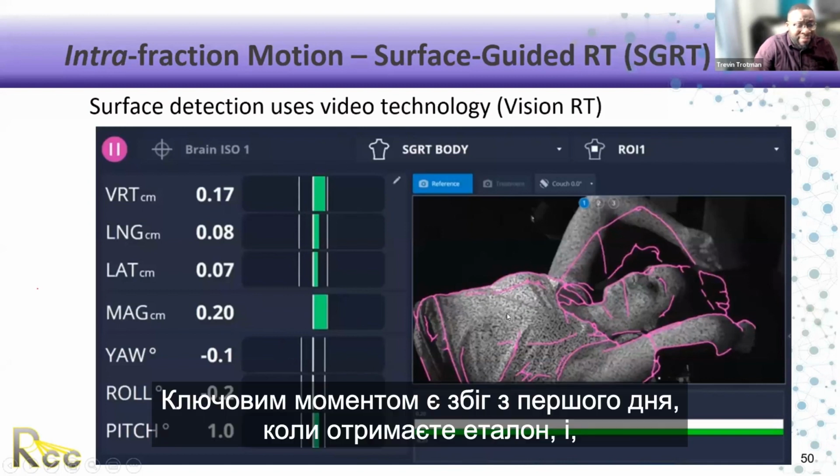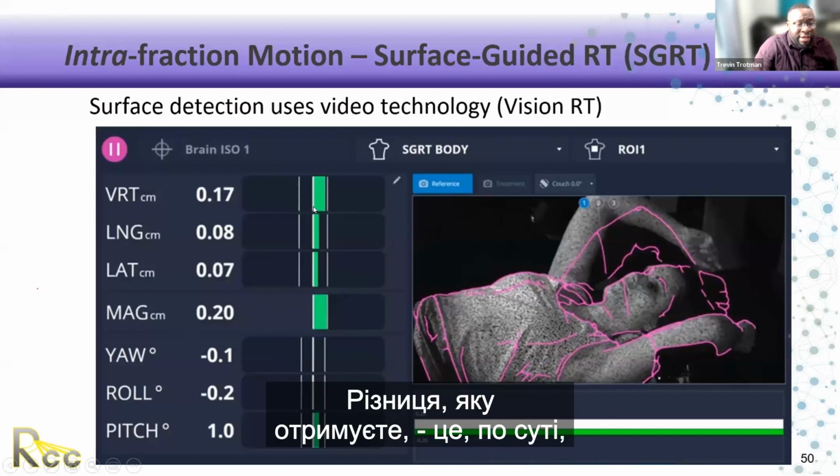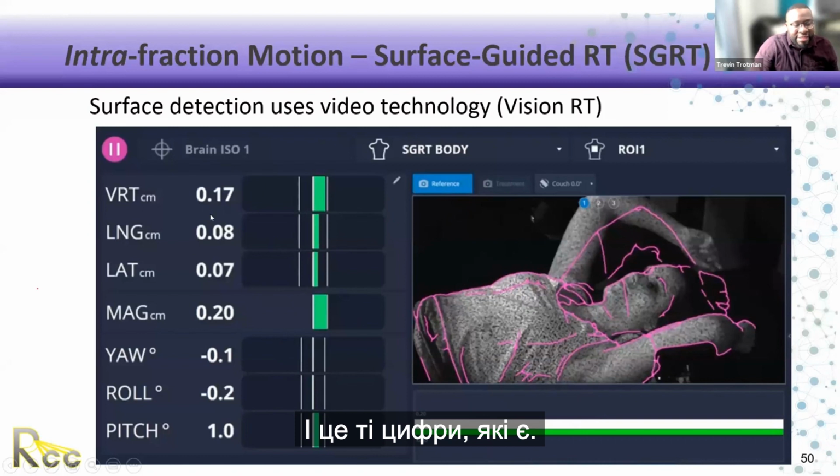The key is this is matching from the first day. You'll have a reference, and basically you'll also take a treatment image to make sure that it's aligned the same way. The difference that you're getting is the reference from the day of, basically. And that's the numbers you have.